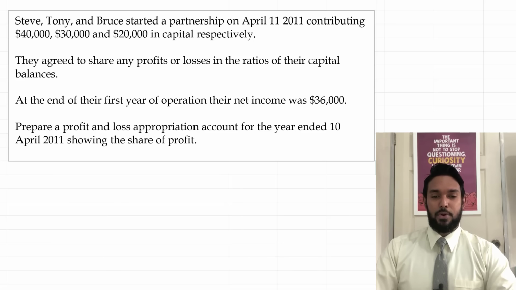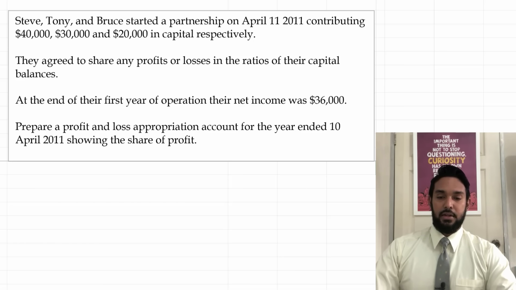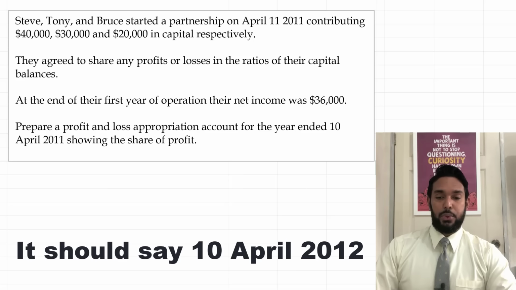All right, so they contributed capital 40,000, 30,000, 20,000 respectively, which means Steve gave 40, Tony gave 30, Bruce gave 20. All right, they agreed to share any profits or losses in the ratios of their capital balances. Ooh, this is an interesting one. At the end of the first year of operation, the net income was 36,000. Prepare a profit and loss appropriation account for the year ended 10th of April 2011, showing the share of profit.